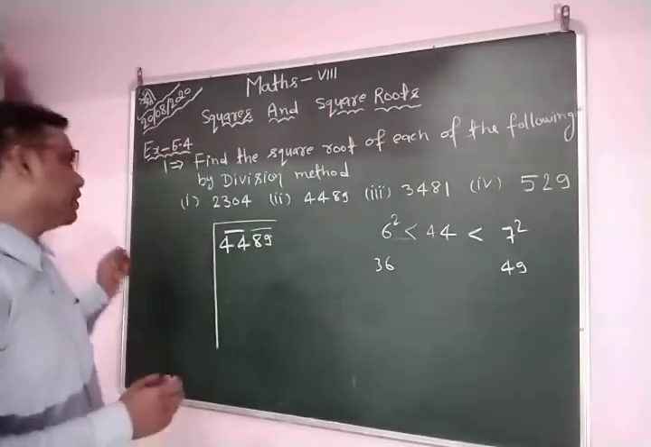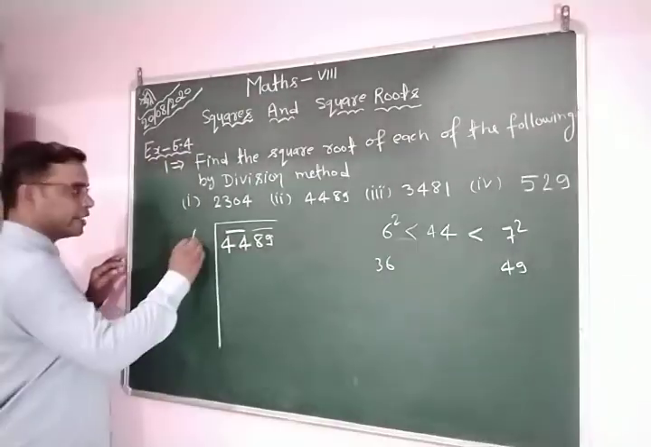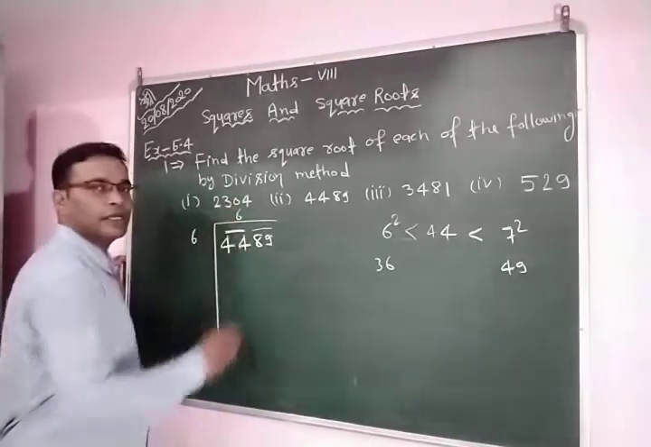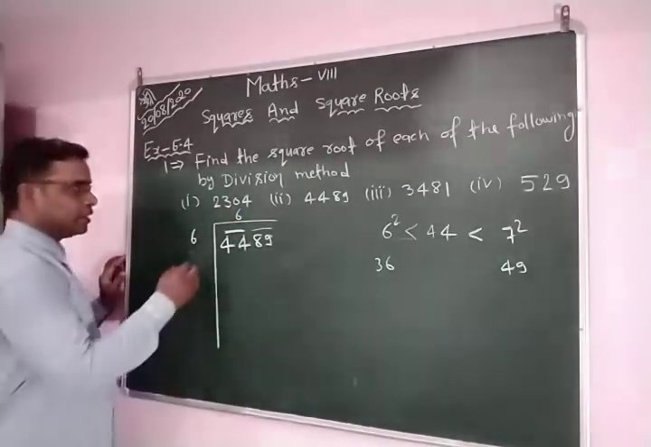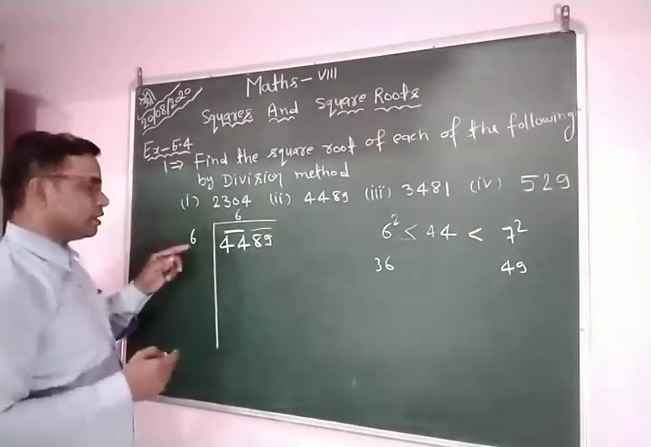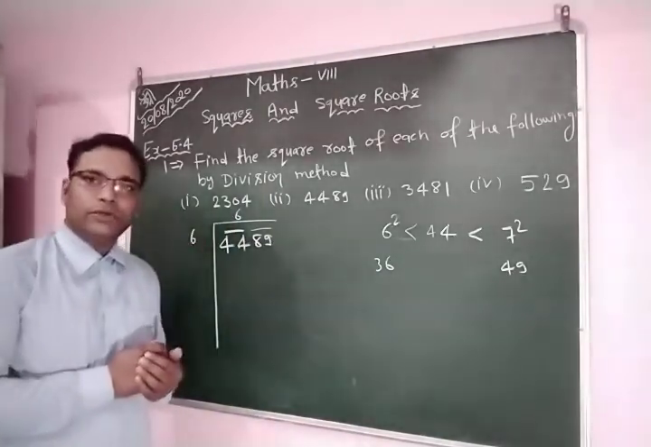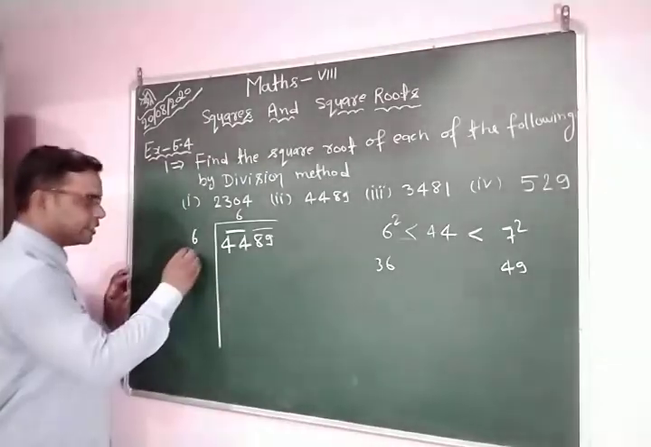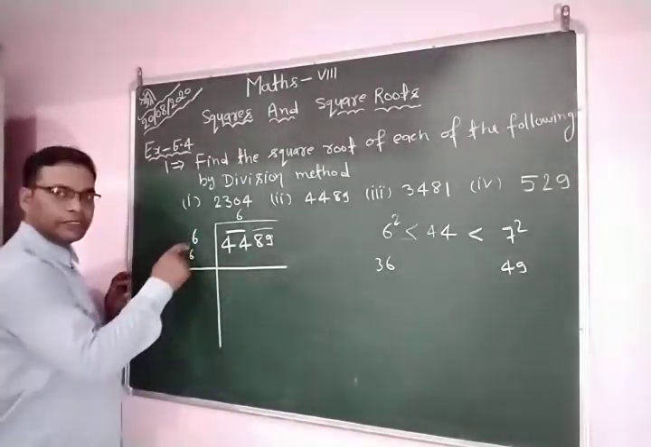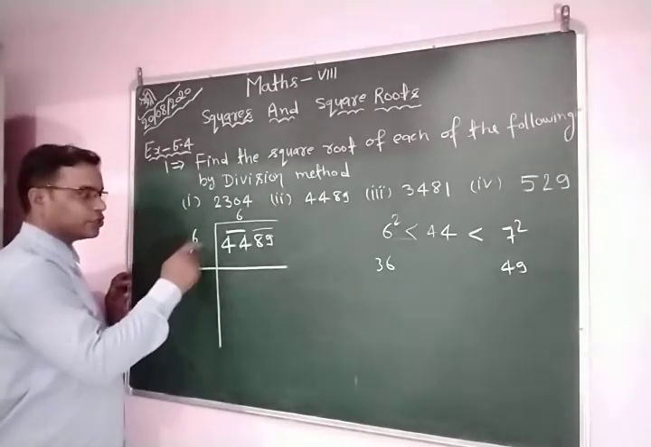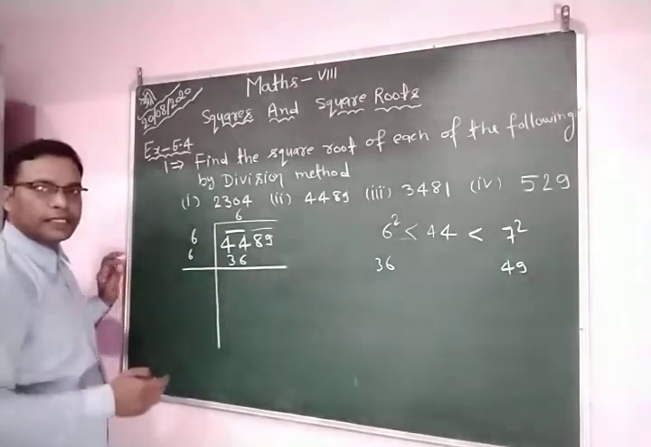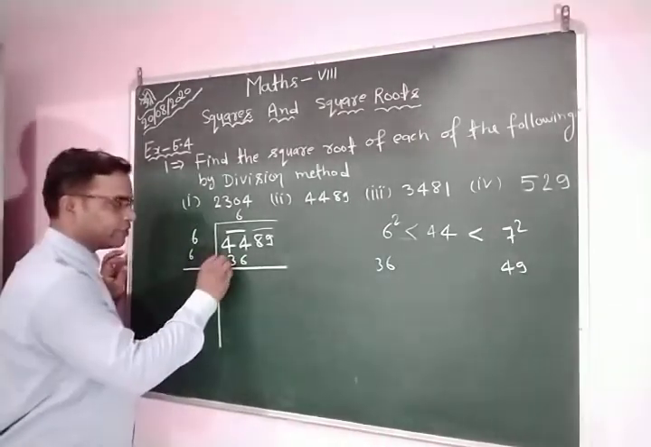Okay, we write here 6 as a divisor, and again we write here 6 as a quotient. Clear? So we multiply the quotient into the divisor, 6 into 6 is equal to 36, and after this you subtract.